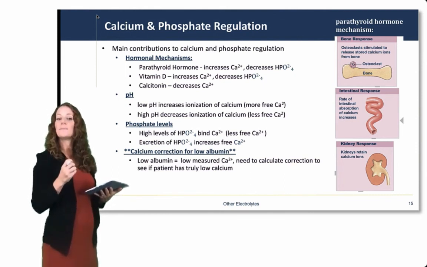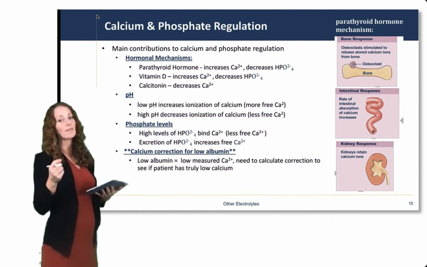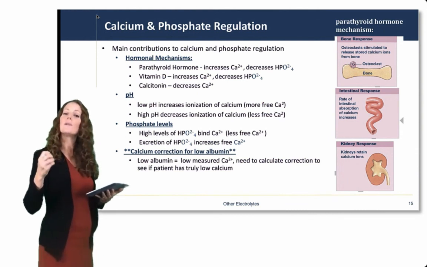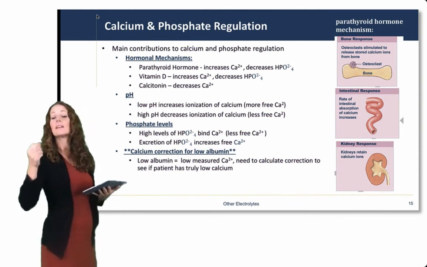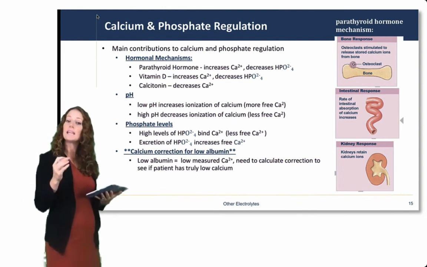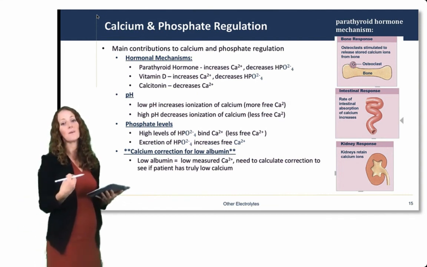Phosphate levels can affect calcium. High levels of phosphate can bind calcium and you have less free calcium. Excretion of phosphate or low levels of phosphate can increase free calcium. That's why parathyroid hormone and vitamin D, as they increase calcium, also decrease phosphate levels.